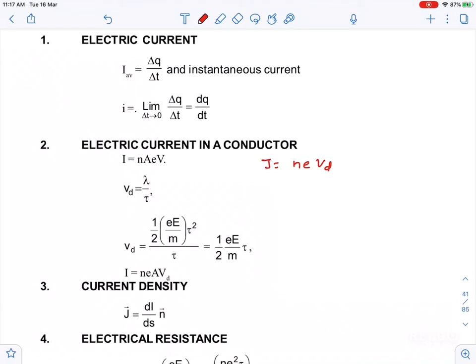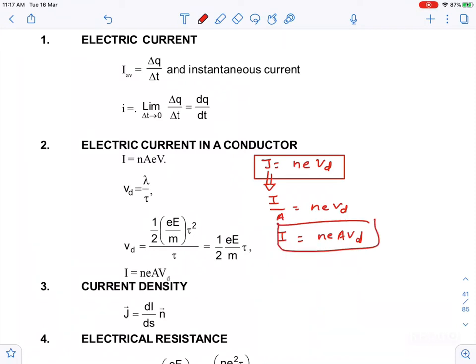J is equal to n e V drift. You should remember this formula only. If you remember this, you can derive anything. J is current density, guys. Current density is current per unit area, equal to n e V drift. So current can be written as I is equal to n e A V drift. Now guys, what is drift velocity?